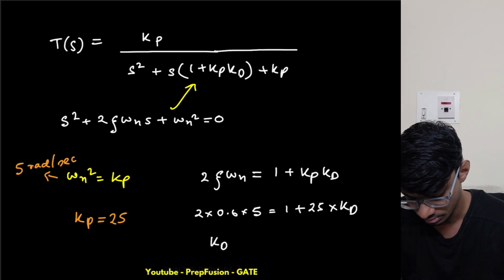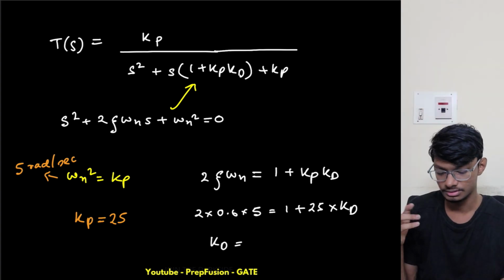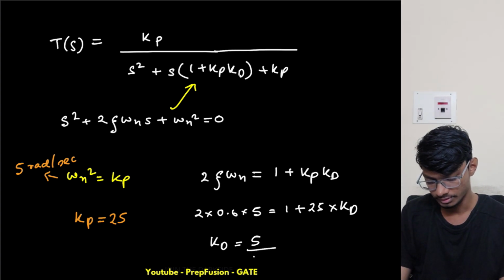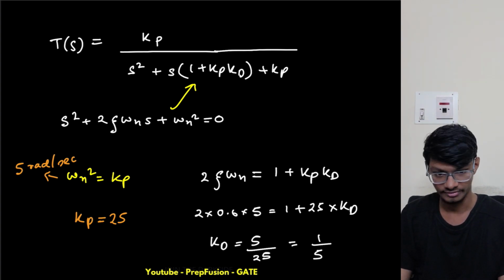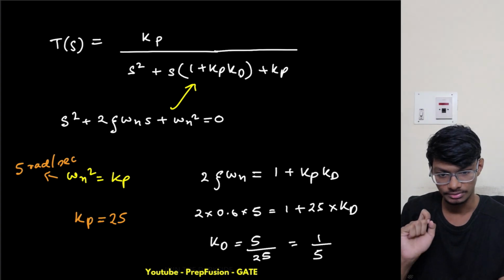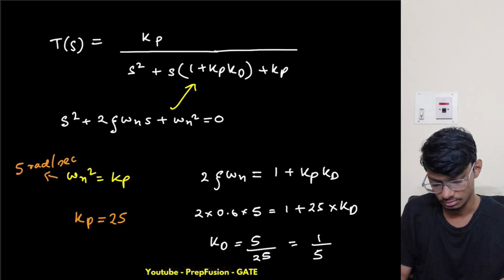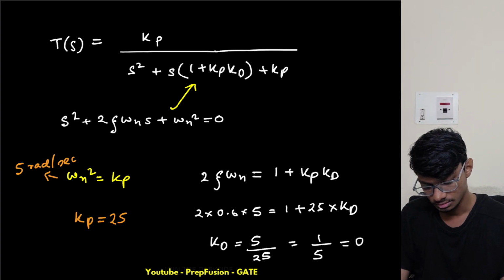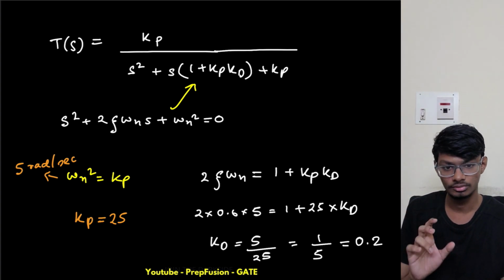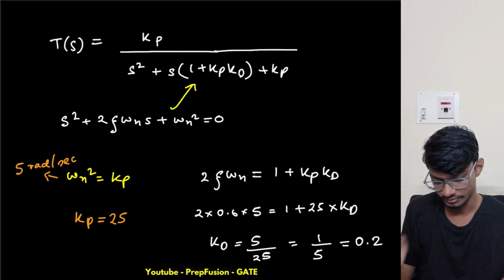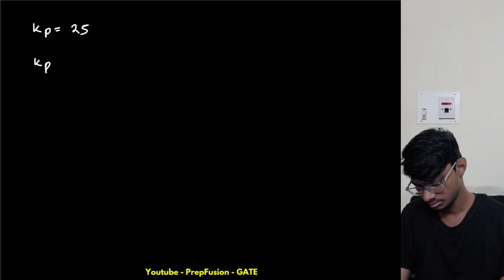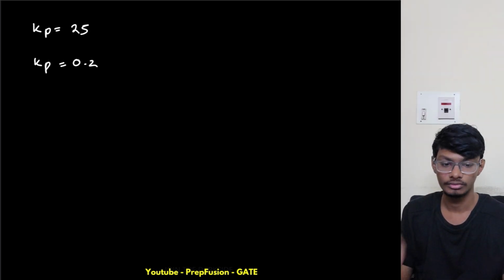I should write Kd equals to this becomes 10, 6, 5, and I have to divide by 25 also, right? Okay, divide by 25 also. So my Kd will be 1 by 5 basically, okay, and Kp will be simply 25, right? So this will be equal to 0.2. So Kd will be equal to 0.2 and my Kp will be equal to 25. Now what do I need to find?